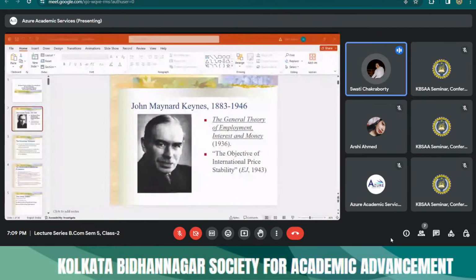Yes. So this is Keynes's theory, the General Theory of Employment, Interest, and Money. That's exactly what I was trying to say, that it happened during the Great Depression. That's when he started talking about it.